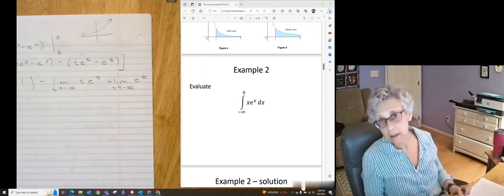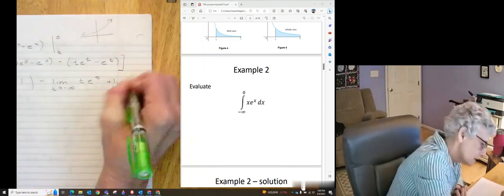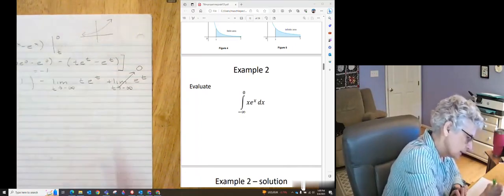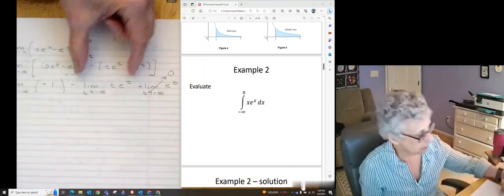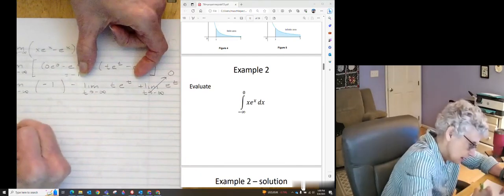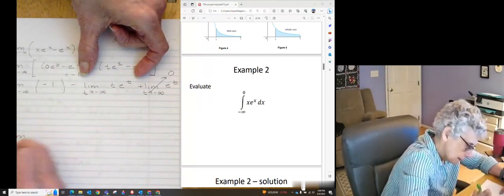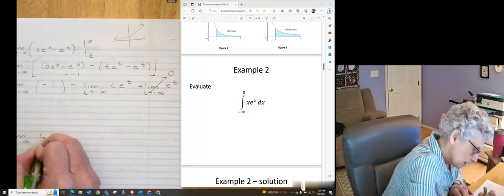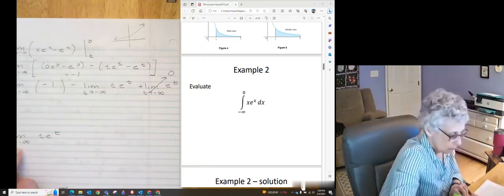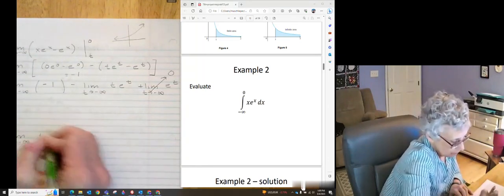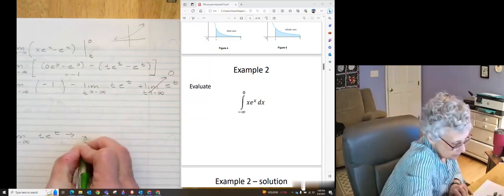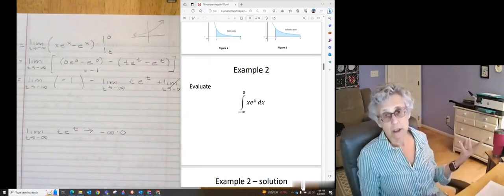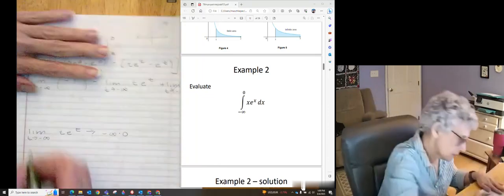It looks like that. So as t approaches infinity, this piece approaches 0. This piece is negative 1. Now I need to look at this piece, and just looking at that limit, I'll come down here, limit as t approaches negative infinity, t e to the t. Well, as t approaches negative infinity, t goes to negative infinity, but e to the t goes to 0. So I have an indeterminate form, but it's not ready for L'Hopital.